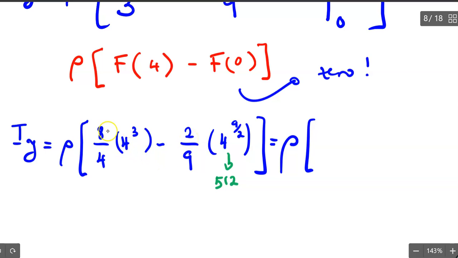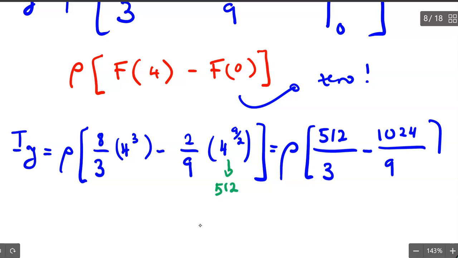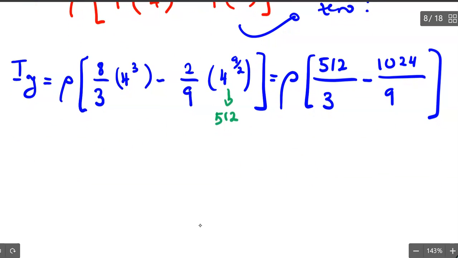Now 8 times 4 to the exponent 3 divided by, this should be 3. I'm sorry, I was probably thinking before I'm writing. So this one should be a/3. So I should have 4 to the exponent 3 multiplied by a. It should give me 512/3. And I subtract this from 512 times 2, which should give me 1024/9.